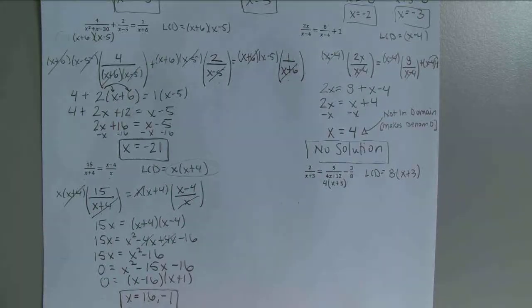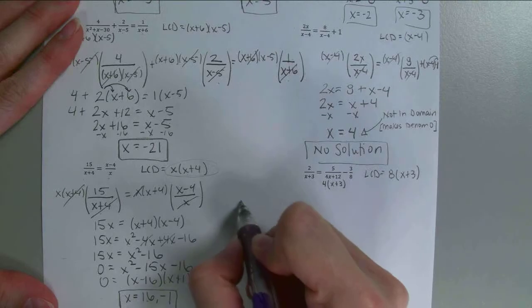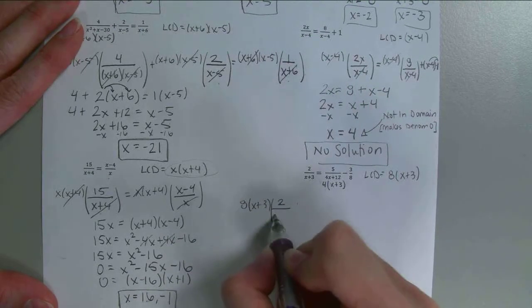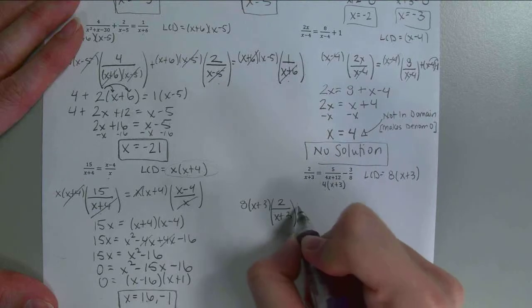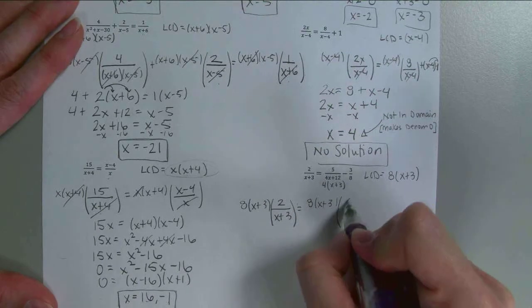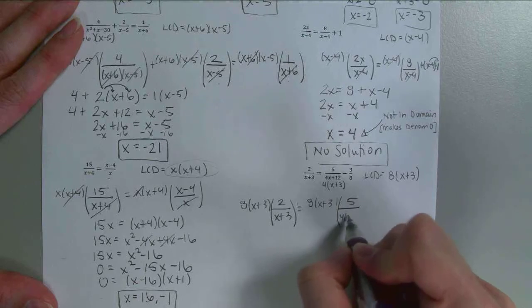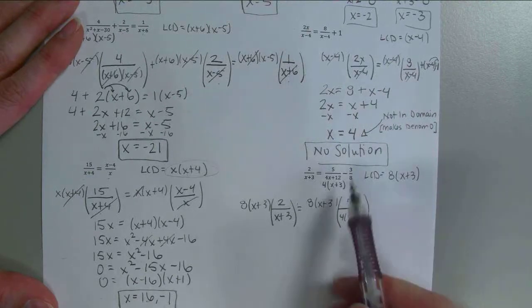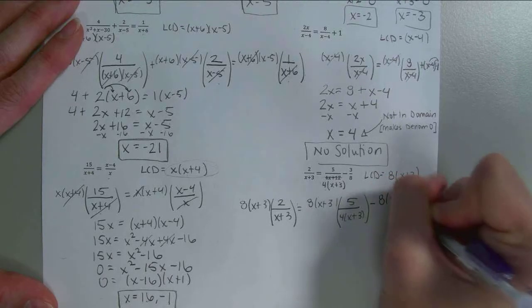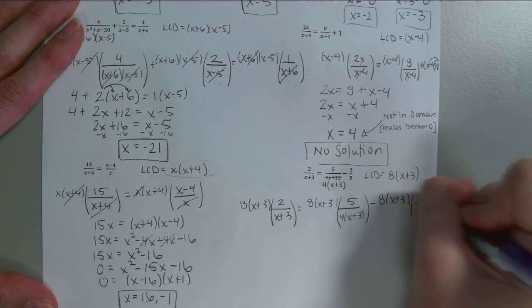All right, so we're going to take this 8 times x plus 3. I'm going to start way over here and multiply by my first fraction, 2 over x plus 3, equals 8 times x plus 3, and multiply by my second fraction, 5 over 4 times x plus 3. I'm going to leave him in his factored form there. I'm not going to write 4x plus 12 anymore. Minus 8 times x plus 3 times my last fraction, 3 over 8.